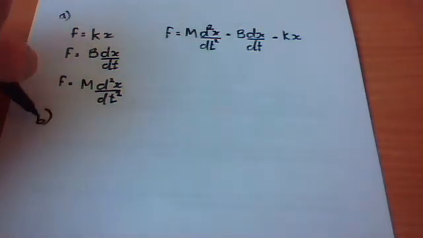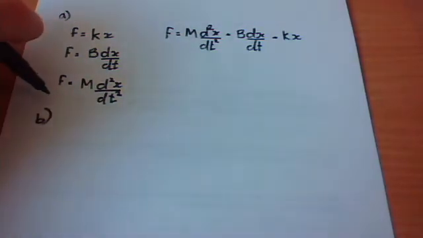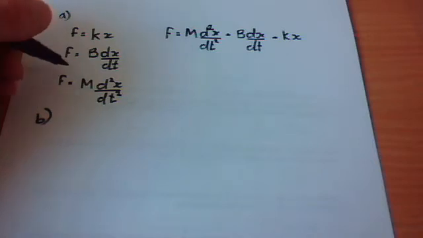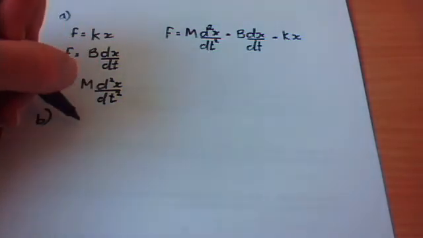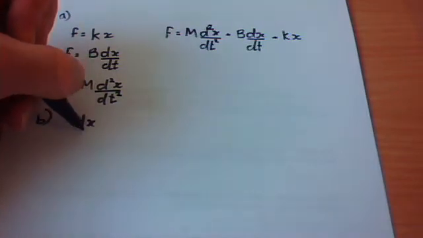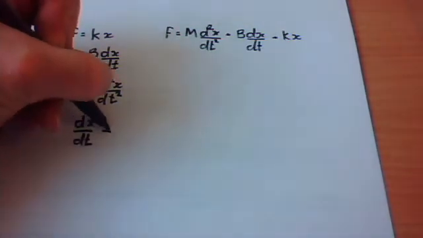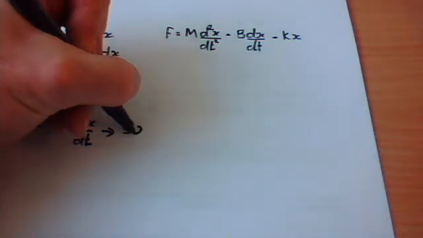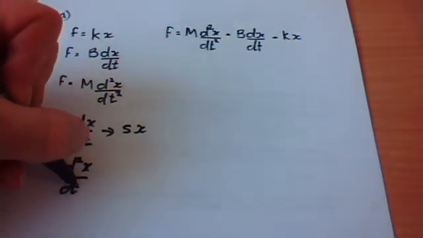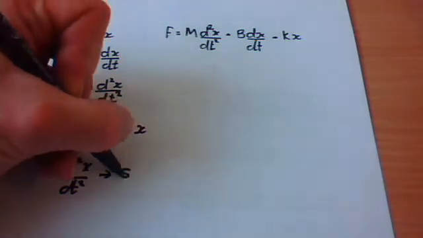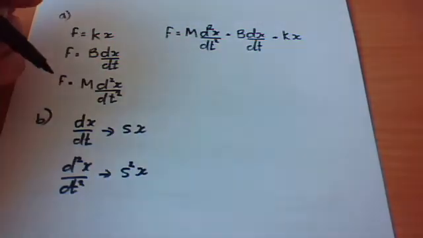Okay, part B. Assuming all the initial conditions are 0, write the transfer function of the ratio of x over F as a Laplace transform. Well, looking at the Laplace transforms with 0 initial conditions, dx by dt transforms to sx, and d squared x by dt squared transforms to s squared x.